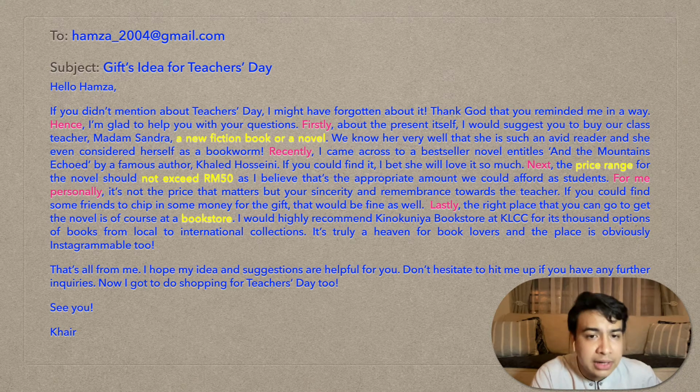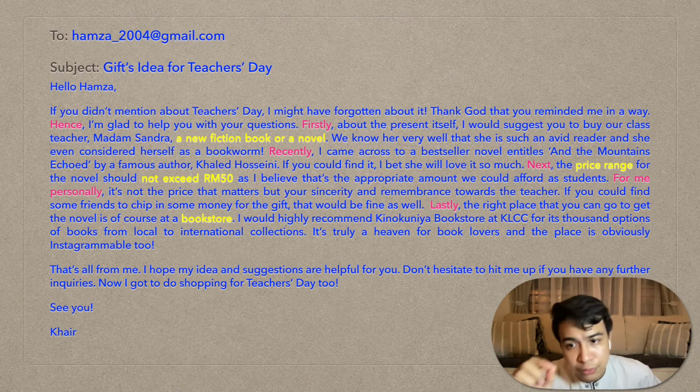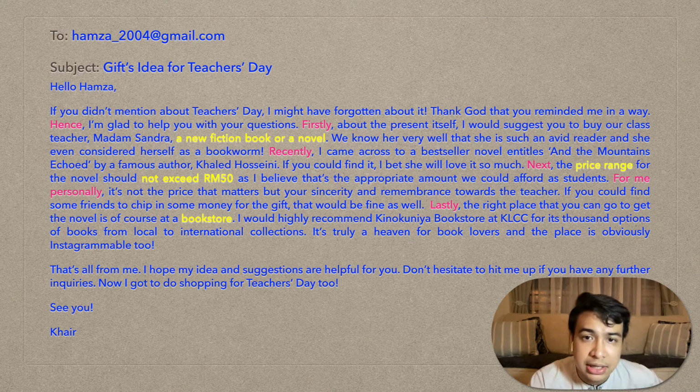Really, it is not the price that matters, but your sincerity and remembrance towards the teacher. Friends to chip in some money for the gift. The second question, okay, about the price range for the novel should not exceed RM50. So you already answered the second question, so fulfill that question. However, how about the elaboration and example? All right, so elaboration here, you give your personal opinion.